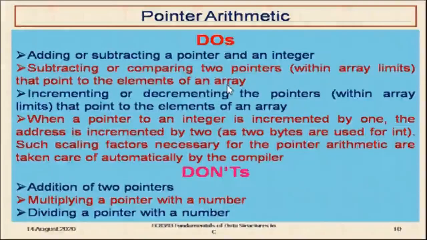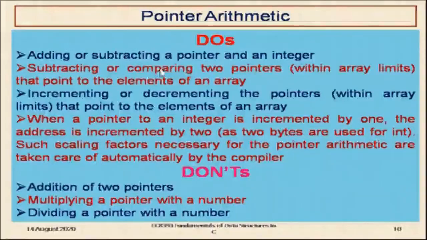And coming to pointer arithmetic. Here we can do some operations and we cannot do some other operations. So we can see the do's and don'ts here. We can add or subtract a pointer with an integer. For example, I have a pointer variable and I can add an integer value to that pointer variable. Similarly, I can subtract. So I can move the pointer back and forth.